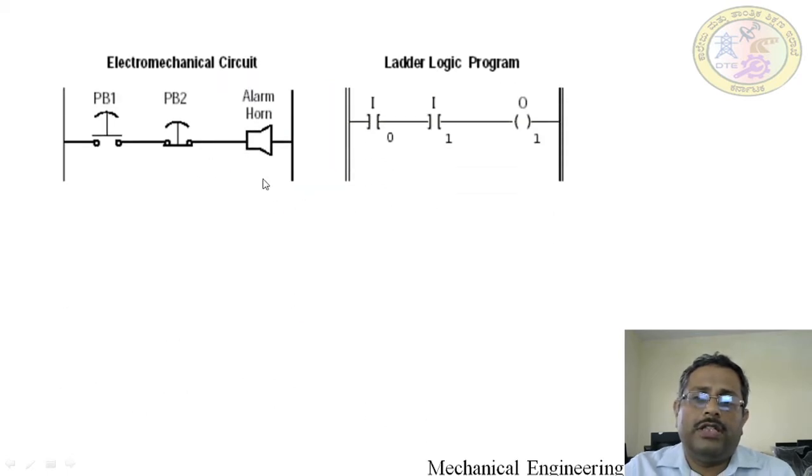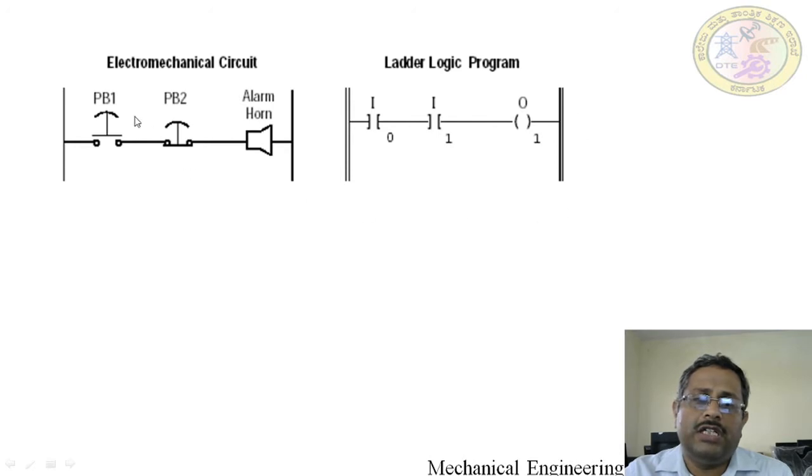Next we will see one illustration for a logic diagram. I explained what XIC and XIO are, meaning normally open contact and normally closed contact. Here is the electromechanical circuit connected to an alarm. This alarm will be on only when both buttons are closed. The equivalent ladder logic for this program is this one.